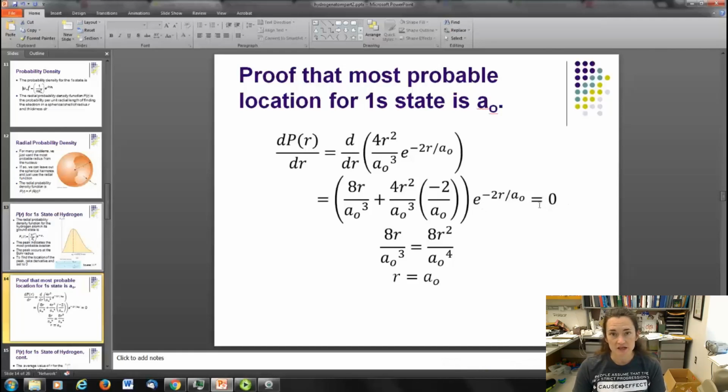Now, because I'm setting it equal to 0 and that exponential appears in both terms, I can cancel it out, okay? So that exponential cancels out, and I just end up with 8r over a naught cubed minus 8r squared over a naught to the 4th equals 0. When I bring that negative part over to the other side, the negative goes away, and I end up with 8r over a naught cubed equals 8r squared over a naught to the 4th. And then solving for r, I get r equal to a naught. So that proves what I just told you about the most probable location being at the Bohr radius.